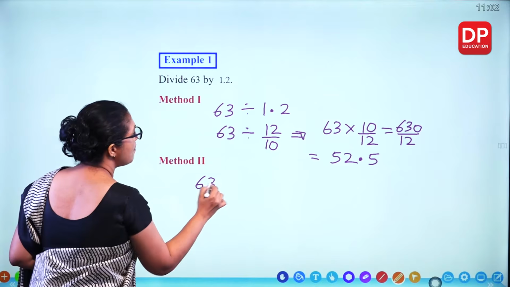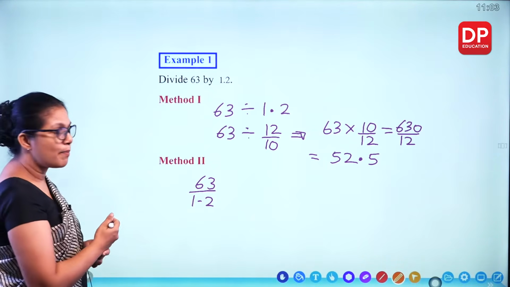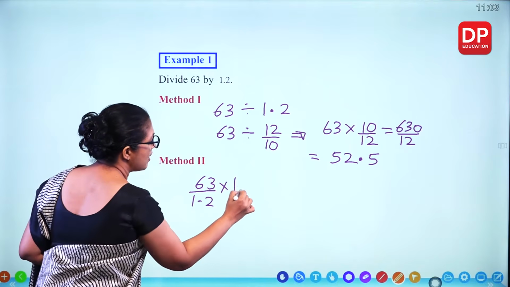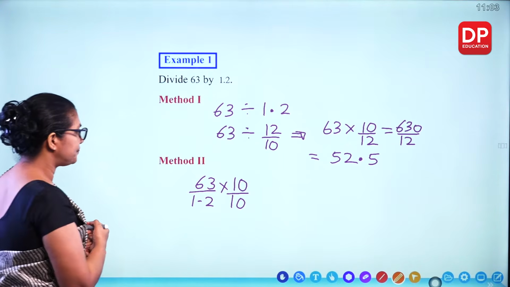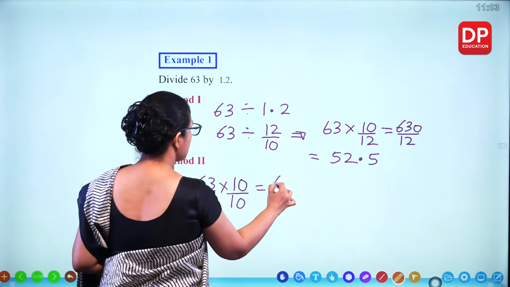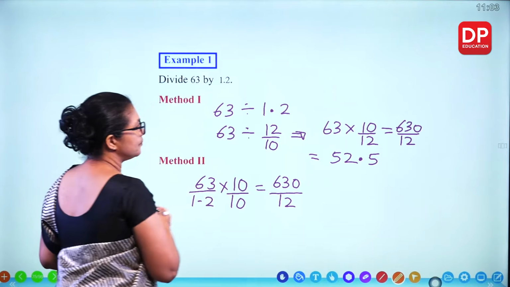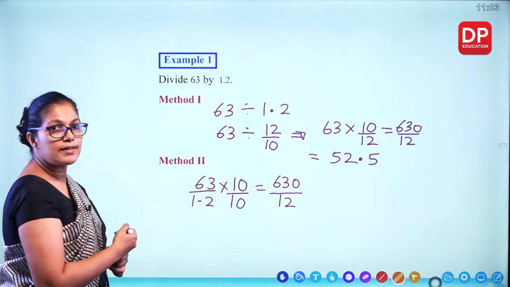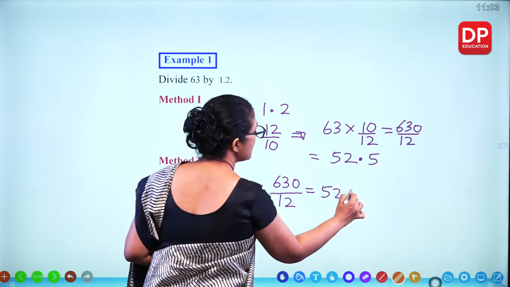Now we'll use the second method. 63 divided by 1.2. We can get rid of this decimal point by multiplying both the numerator and the denominator by 10. 630 divided by 12. So 630 divided by 12 is 52.5.